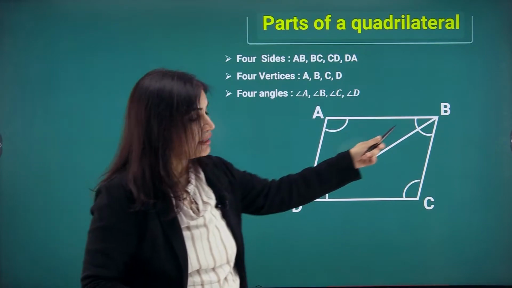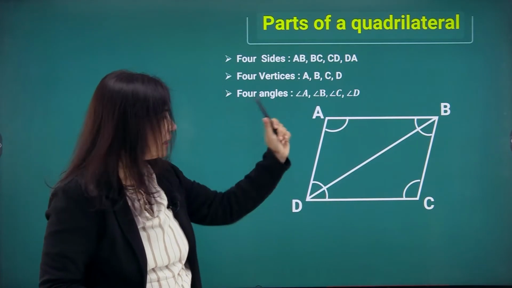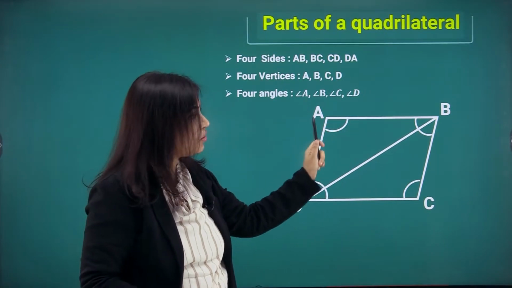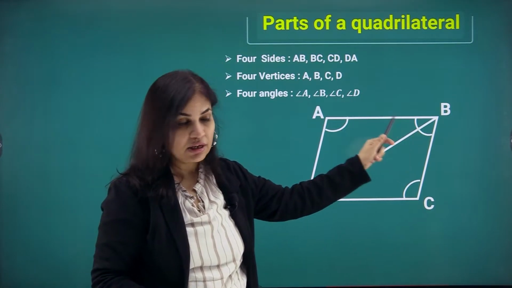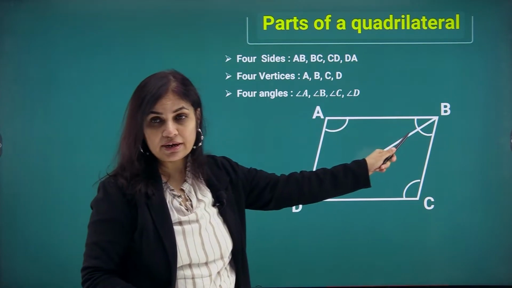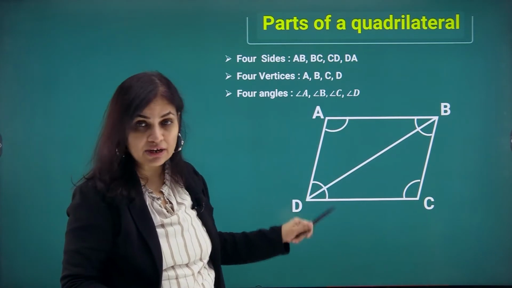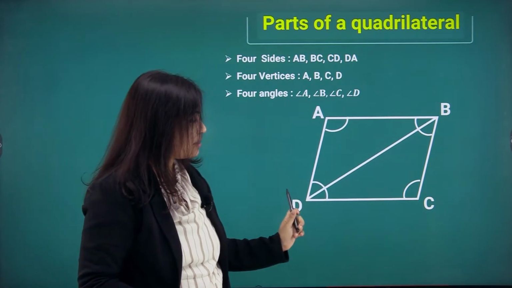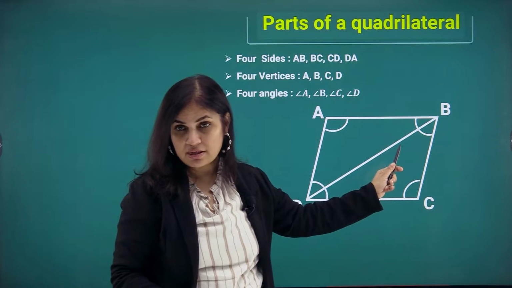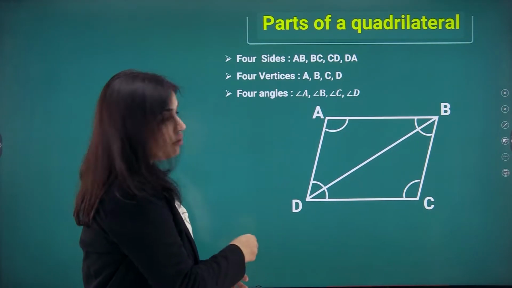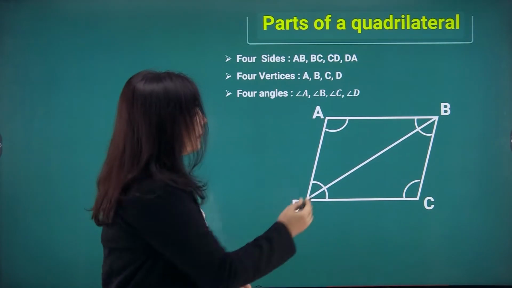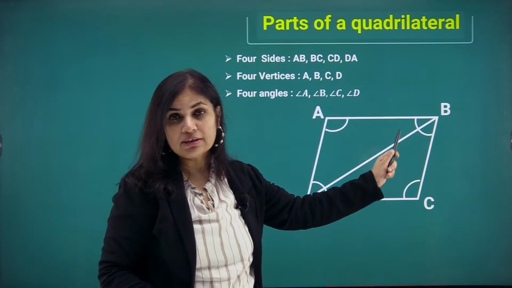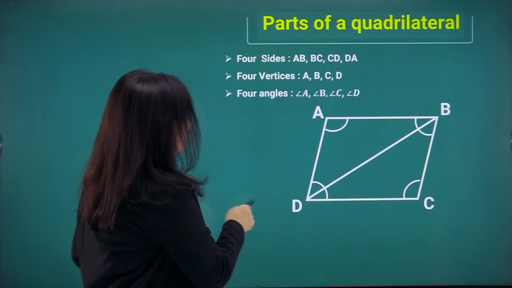When I connect these opposite vertices, A and B, they are adjacent vertices lying on the same straight line segment. But if I am talking about B and D, they are not lying on the same side of the quadrilateral. So, we call them opposite vertices. When the 2 opposite vertices are joined, the diagonal of the quadrilateral is formed. But when the 2 adjacent vertices are joined, then a side of the quadrilateral is formed.